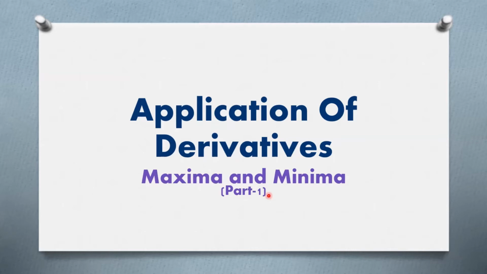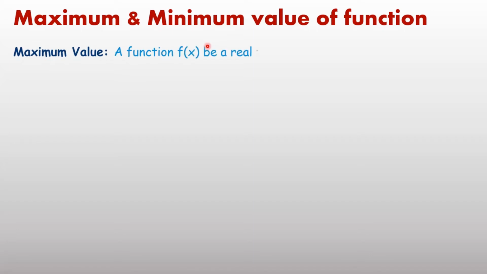Now the next topic in application of derivatives is maxima and minima. It means the maximum value of a function and the minimum value of a function in the given interval, that is, absolute maximum or absolute minimum. The first part I am going to cover in this video: first, without using derivatives, how to find the maximum and minimum value for some functions.